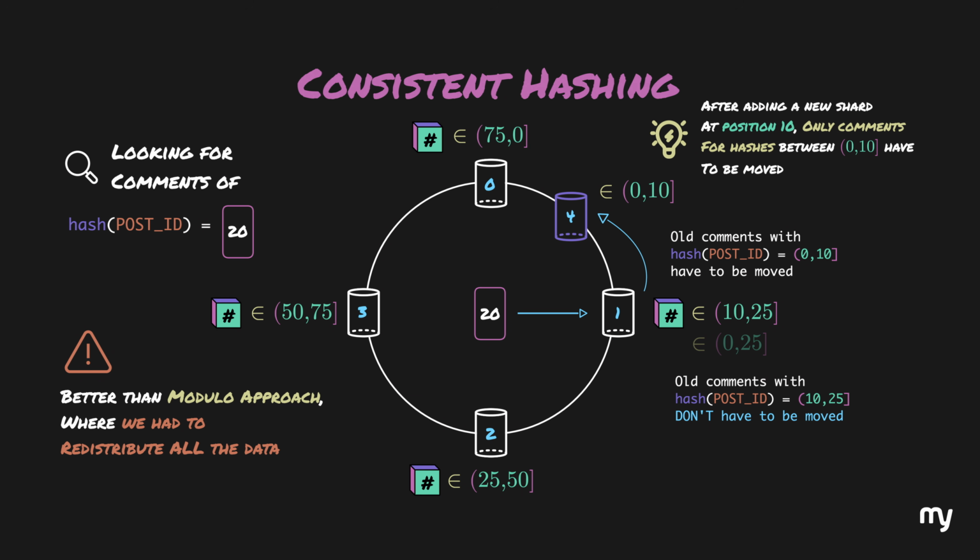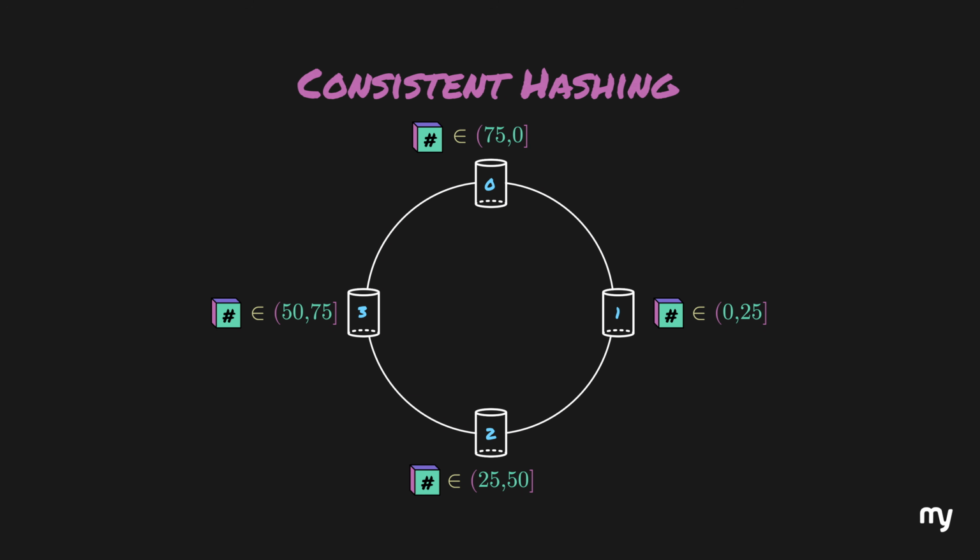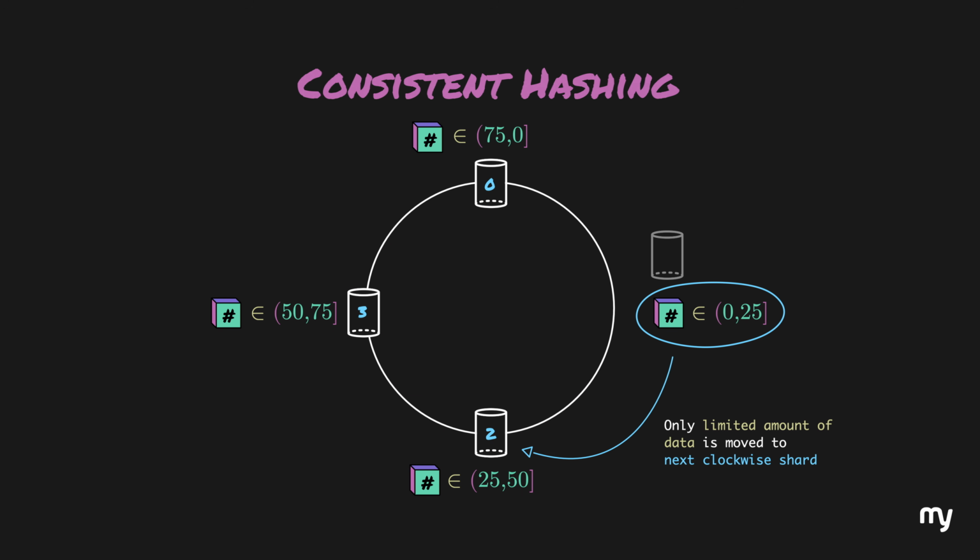Similarly, if we go back to the original arrangement of 4 databases on the hashing ring and we had to remove a database, let's say database 1, then again only the data which was stored in database 1 has to be moved to database 2, which is again much better than rearranging all of the data with the modulo approach.